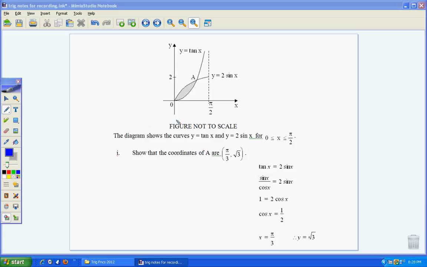So in this question, we've been given a diagram. We want to firstly show that these coordinates are pi on 3 and root 3. So we solve the two simultaneously. Tan of x is equal to 2 sine x.